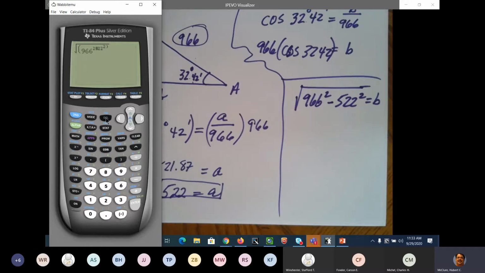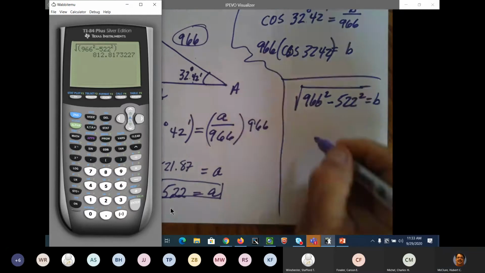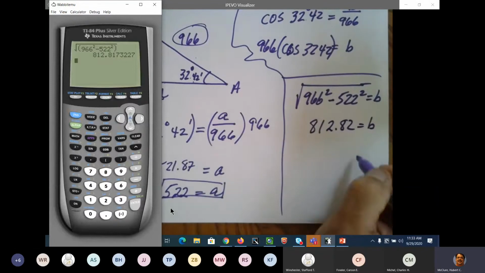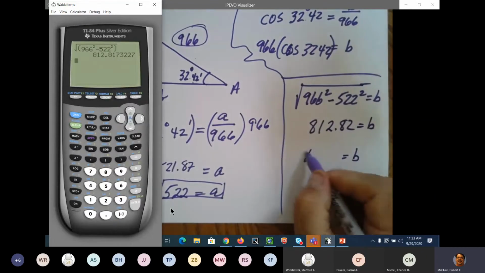Minus 522 squared, close parentheses, and equals 812.82. So B is equal to 813.